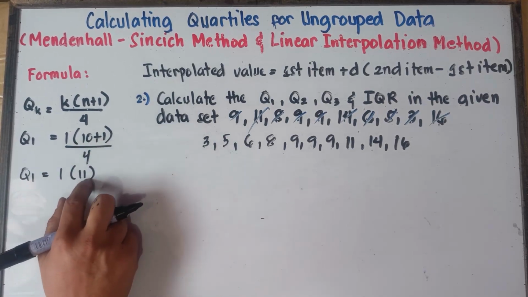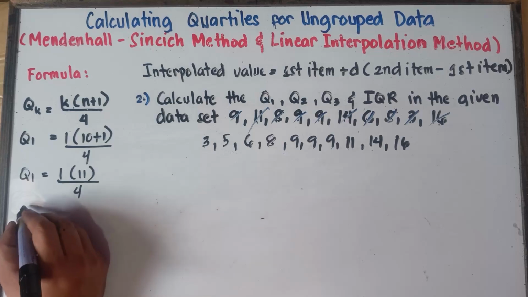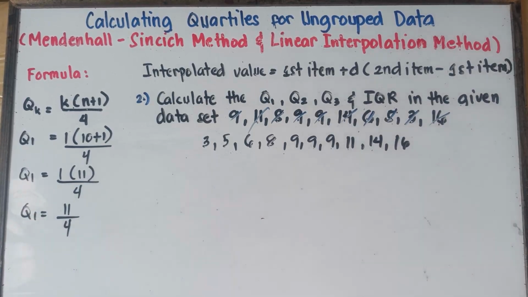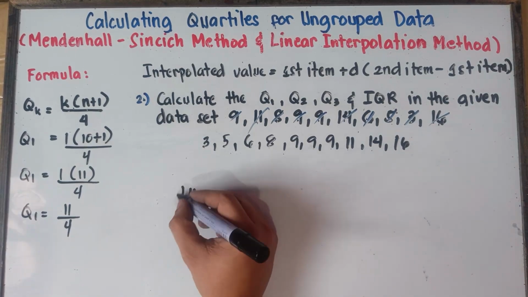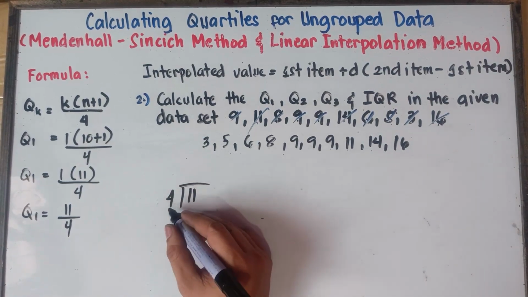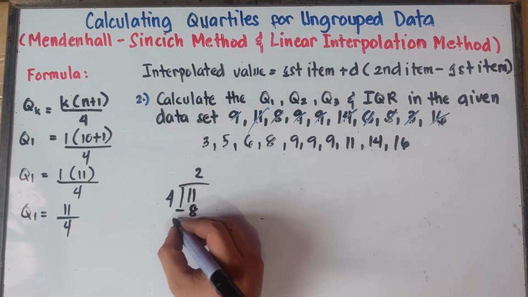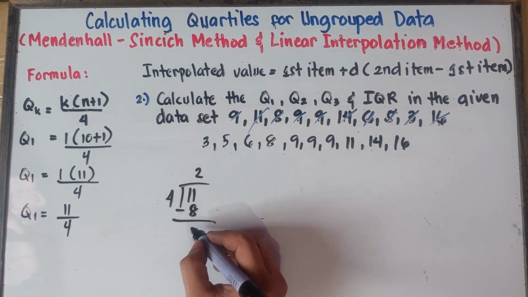So 10 plus 1, that would be 11. And then divide by 4. So quartile 1 equals 1 times 11 is 11, divided by 4. Alright, so 11 divided by 4, let's do that. 11 divided by 4, that would be 2. 2 times 4 is 8, subtract. 11 minus 8 is 3.